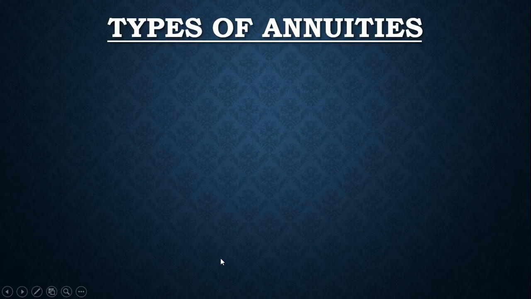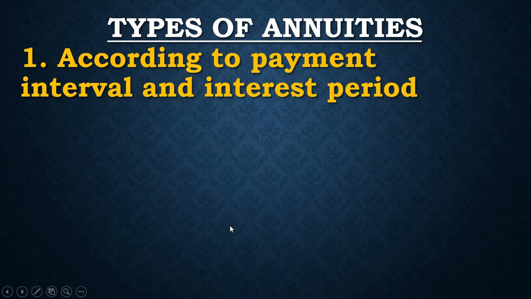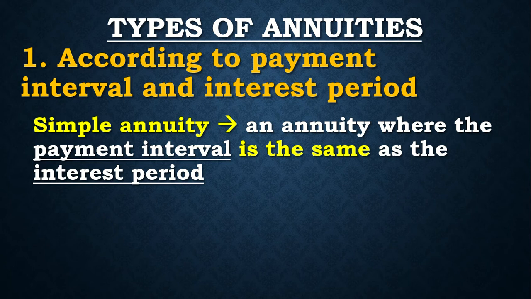We do have different types of annuities. First type is according to payment interval in interest period. We do have the simple annuity, an annuity where the payment interval is the same as the interest period.